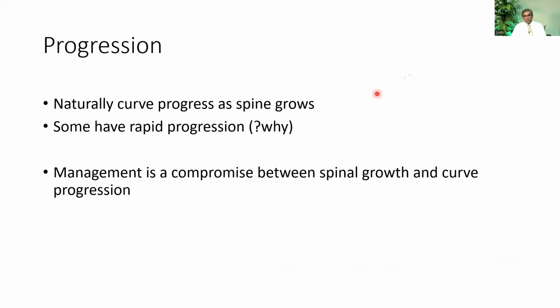The most important question when it comes to scoliosis is progression, the progression of the curve. What we need to understand is that naturally the curve progresses as the spine grows. Certain children have very rapid progression of the curve, whereas some are slow, and we don't know why. So management of scoliosis is a race between spinal growth and curve progression. We need to allow the spine to grow, because otherwise the child is not going to achieve adequate height, but at the same time contain the progression, because as the spine grows, the curve is also going to progress.